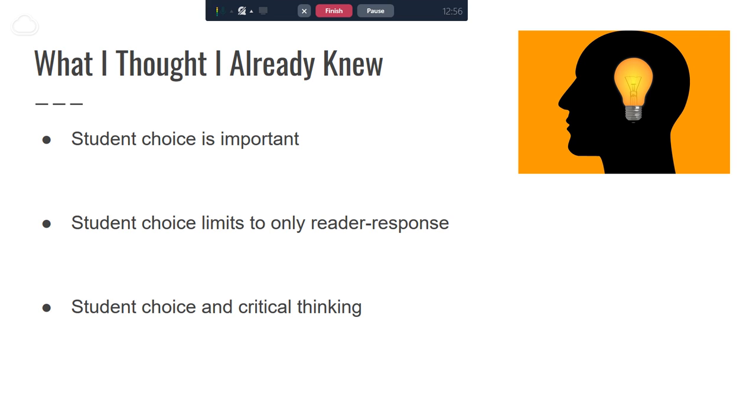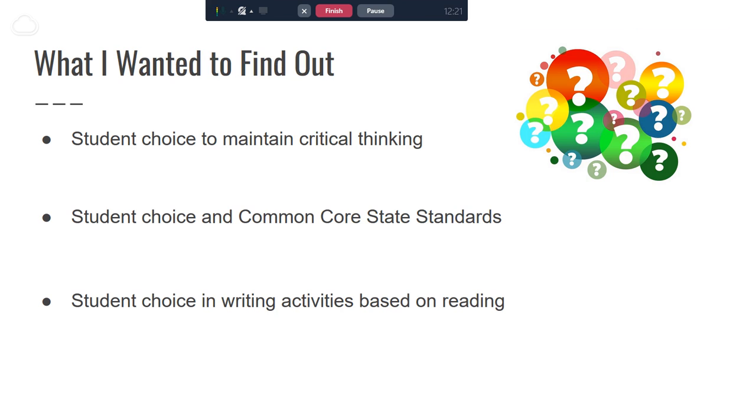And I thought that student choice was limited to only a reader response lens of critical thinking, but what I noticed in my class observation was that Dr. Salwak started with reader response type questions, but he did build upon personal interest and personal engagement towards critical thinking. So the third thing that I thought I already knew was that student choice and critical thinking needed to happen together. You can't have student choice in the classroom and not have critical thinking, or else you won't teach the kids anything. And you can't have critical thinking without student choice, because then the students won't want to learn anything.